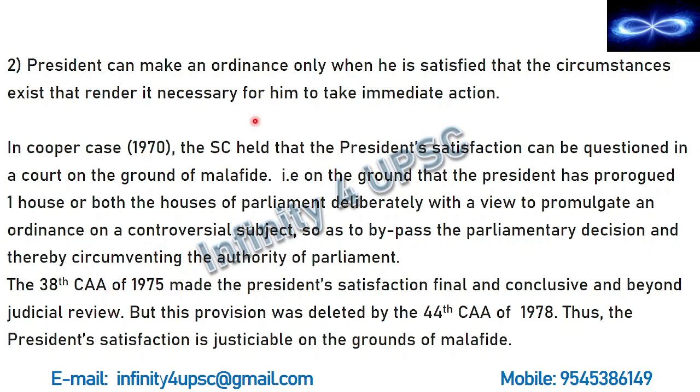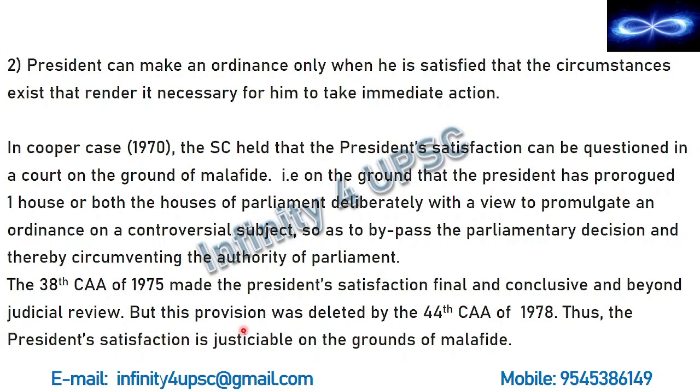Now one more thing that you need to keep in mind is that there is an ongoing tussle between the courts, that is the judiciary, and the Parliament. So that is happening here as well. When this judgment was passed in the Cooper case in 1970, in 1975 Parliament enacted the 38th Constitutional Amendment Act. And what did this say? It made the President's satisfaction final and conclusive and beyond judicial review. That is, the President's satisfaction when it comes to an ordinance is final and it cannot be questioned in the court.